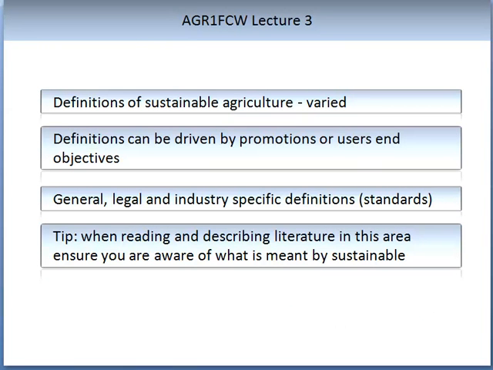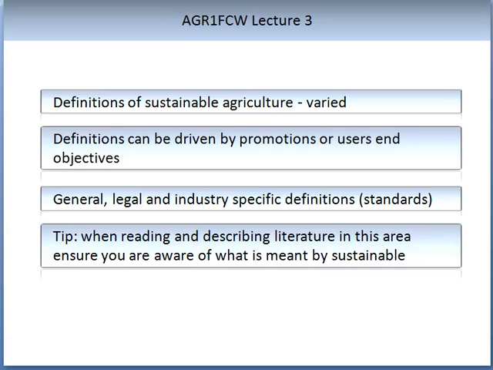For the objective of this course, the previous definition of sustainable agriculture can be used, but please note the definitions of sustainable are complex and varied. For example, definitions can be used to drive promotions, or they can be changed depending on the end user's objectives. There are generic or general definitions that apply to sustainable agriculture. There are legal ones, such as that stated in the US.